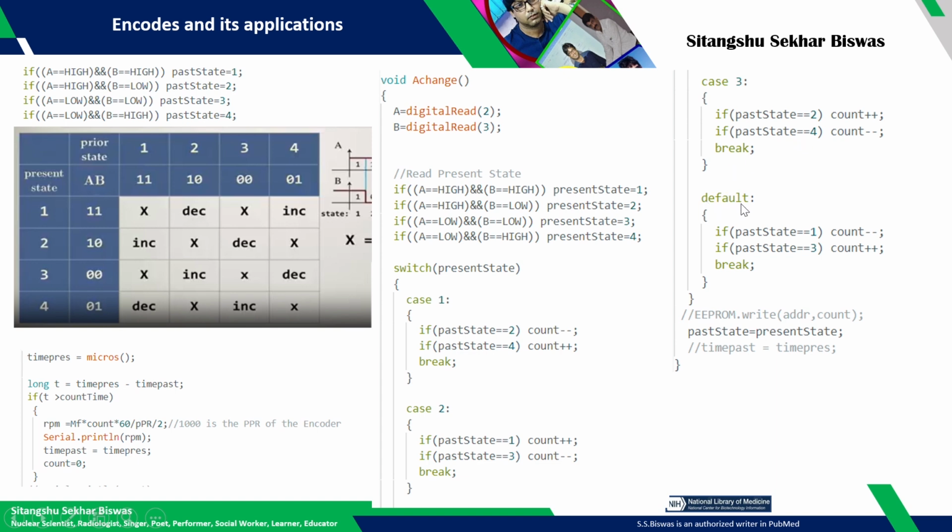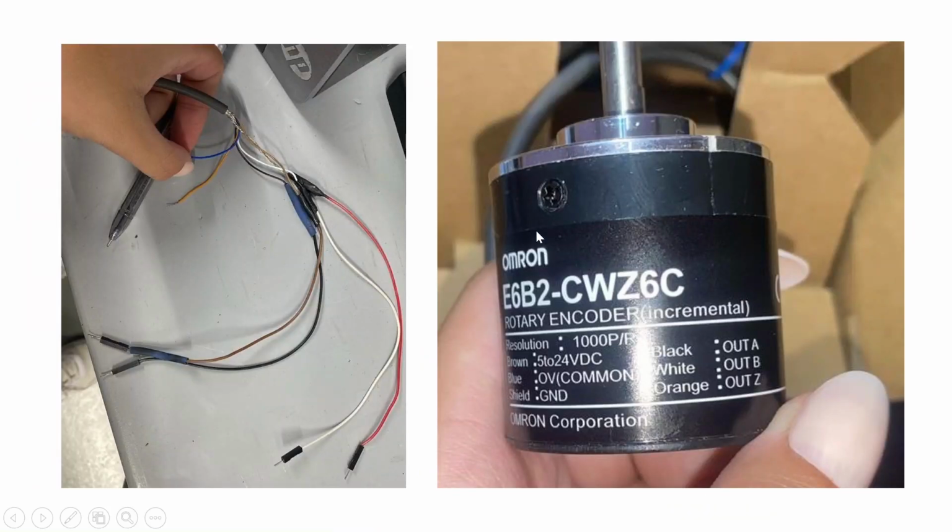Then default means the last case. In our cases, the present state is equal to 4. So if the past state is equal to 1, the counter decreases. If the past state is equal to 3, the counter increases. Then after finishing this interrupt, the past state is equal to the present state, so the present state will be a new present state. Then this is the encoder we used.